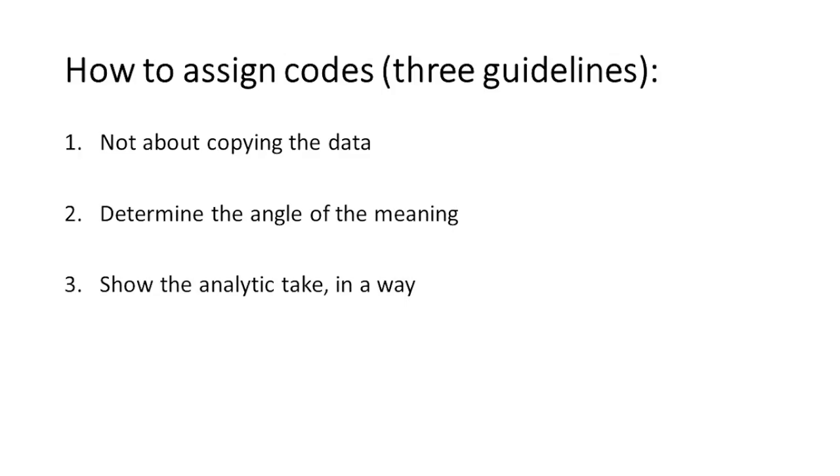So Braun and Clarke outlined three separate rules or guidelines that would help you assign codes when you've done an interview with an individual or a group of people, and you are going through the recordings and the transcripts. How do you start assigning codes to this material? These three guidelines are very useful to think about when you want to assign codes. So the first rule, if you like, is don't just copy the data.